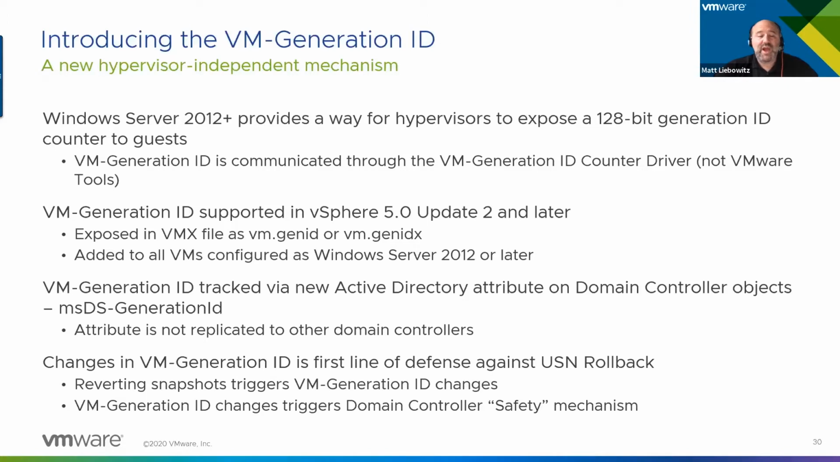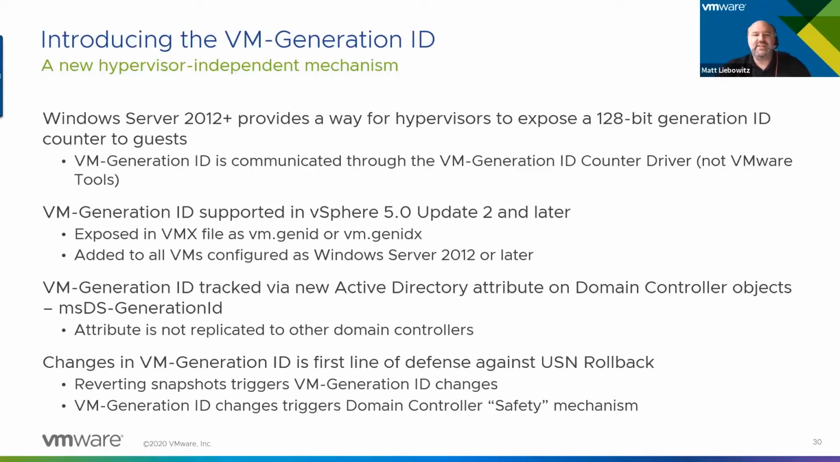In order to make it work, you have to use vSphere 5 Update 2 or later, which I'm hopeful most watching this are already on. It's exposed in the VMX file, actually, in the advanced configurations. If you look, you'll see vm.genid or .genidx, and it is added to all VMs configured as Windows Server 2012 or later. So this is a key point, though. If you've got a Windows Server 2019 VM, but you've got it configured as something other than Windows Server 2019 or 2012, even though the guest will support it, the host will not expose this generation ID. So it's important to make sure you've got your guests configured correctly.